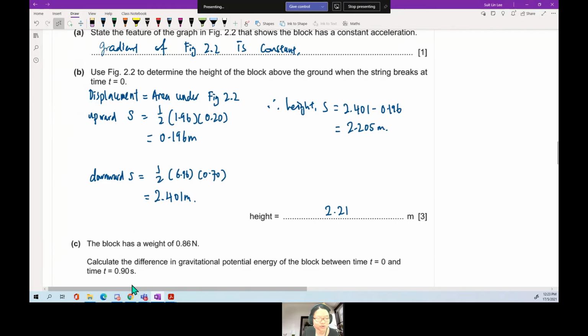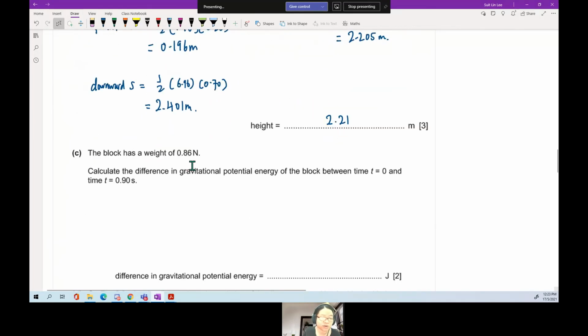Okay, anyway, let's continue. The block has a weight of 0.86 Newton. Calculate the GPE of the block between t equals 0, the difference in GPE, mind you, between t equal to 0 and t equal to 0.90. Need to find initial and final minus? No need. Your block is traveling like this, correct? So here is t equal to 0. This is the initial. This is the final. I just need delta H, guys. And delta H is here.